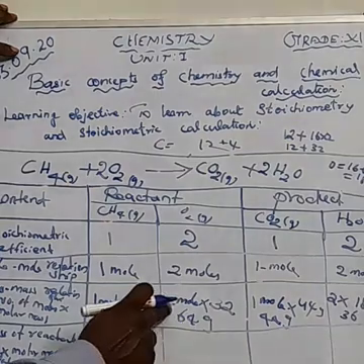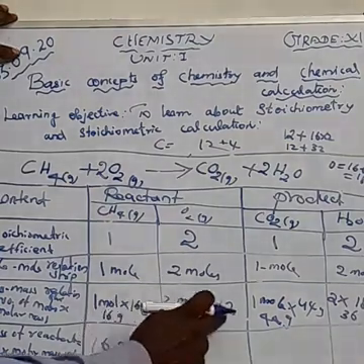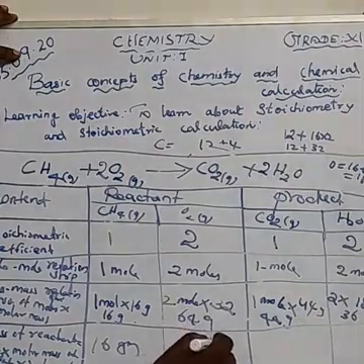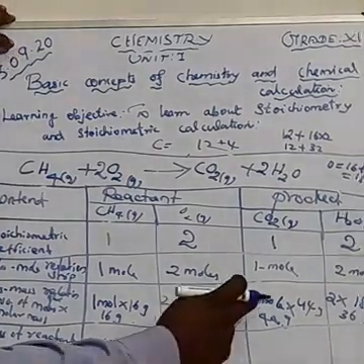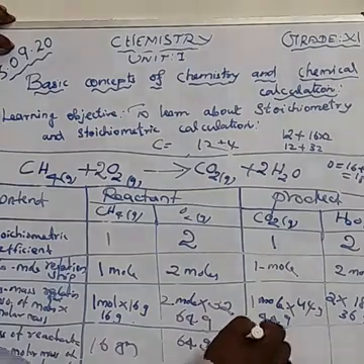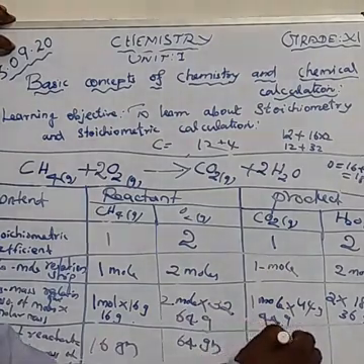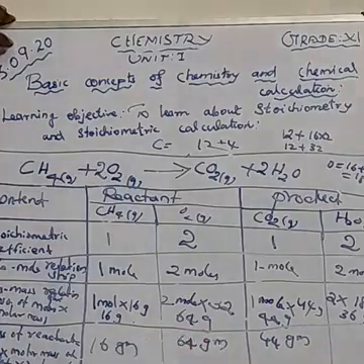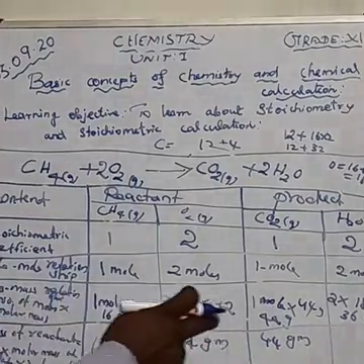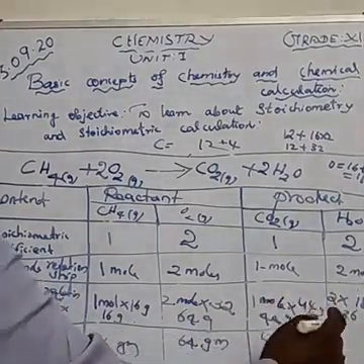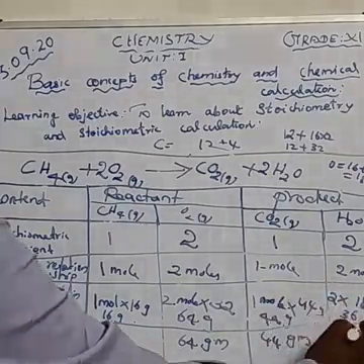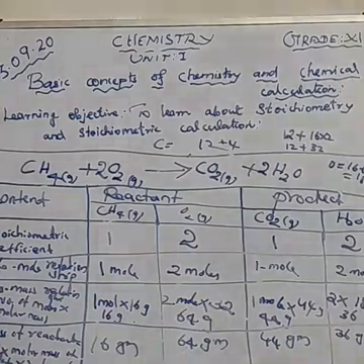Here also same like that. How many moles are there? 2 into oxygen is 32. So we get 64 gram. Then here also 1 into 44. We get 44 gram. Okay. Next one also, 2 into 18. That is number of moles 2. 2 into 18 is equal to 36 gram. Okay.